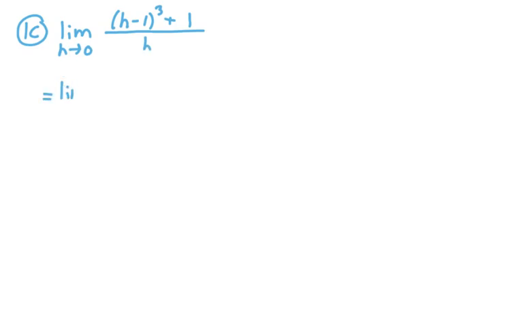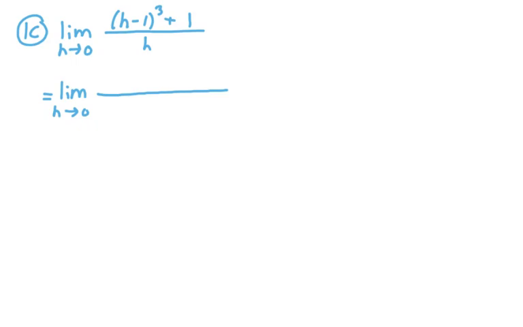Let's take a look at 1c. Suppose I had the limit as h approaches 0 of: in the numerator, we get h minus 1 cubed plus 1. In the denominator, we get h. And the way you can attack this is as follows.